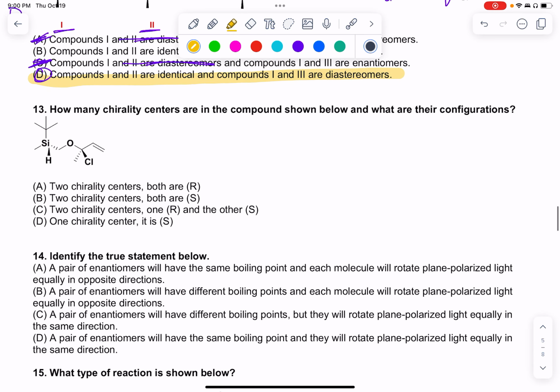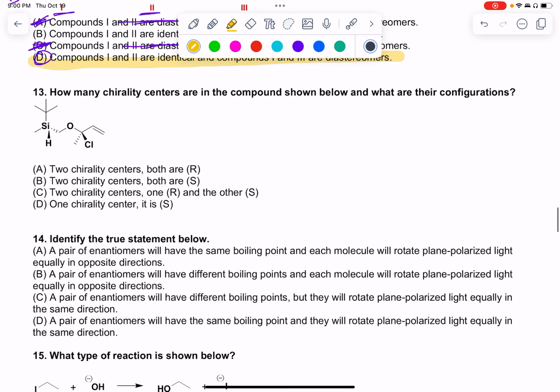All right, how many chirality centers are in the compound shown below and what are their configurations? We can cross out all these methyl groups. This also is not one. It's got 3 of the same group attached. Be careful, this silicon is one because it's got 1, 2, 3, 4 groups attached. This oxygen isn't one. It's only got 2 groups attached, and it's got 2 lone pairs. That's not a chiral center. But this one is 1, 2, 3, 4. That's good. Remember, we can ignore H. We can ignore any CH2s, and we can also ignore double bonds.